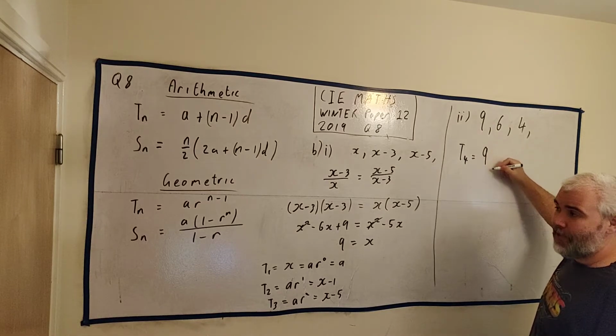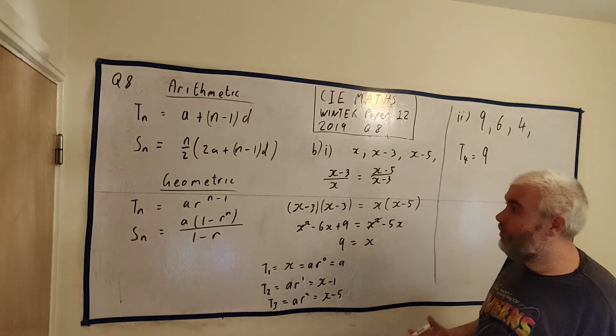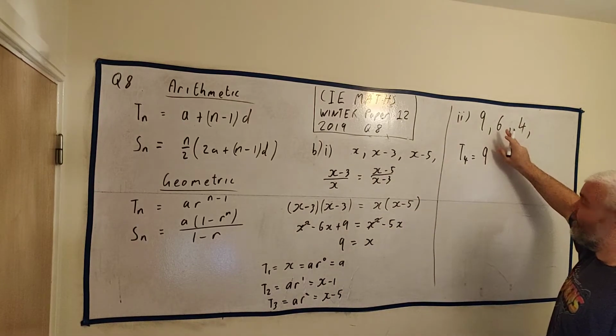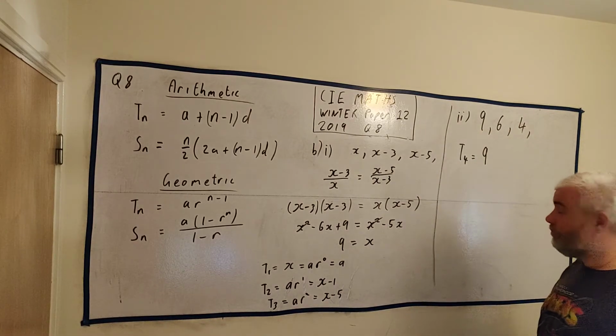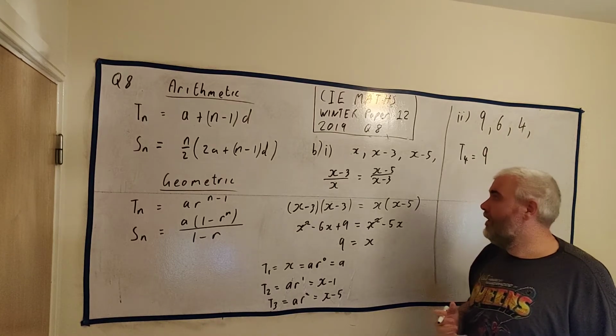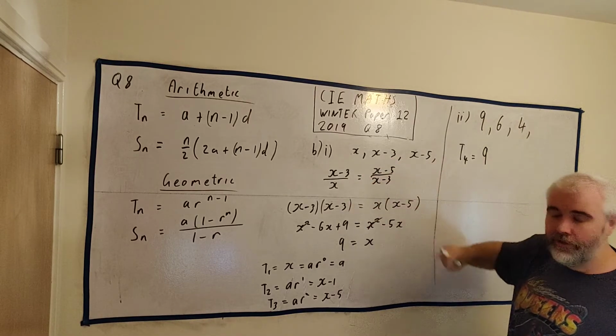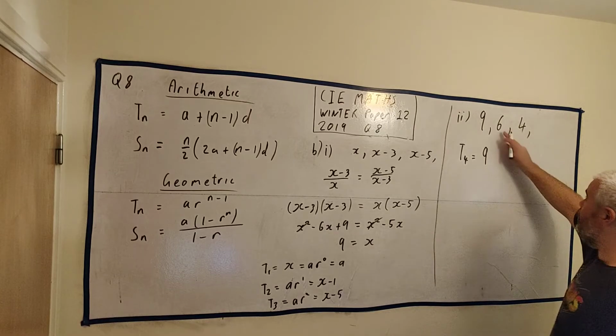So T4 equals 9. Or, I don't know what r is. How do I get r? Oh, well, r is always just the second divided by the first. Or the third divided by the second. Just like we said here. Second divided by first. Third divided by second. So let's just use second and first.